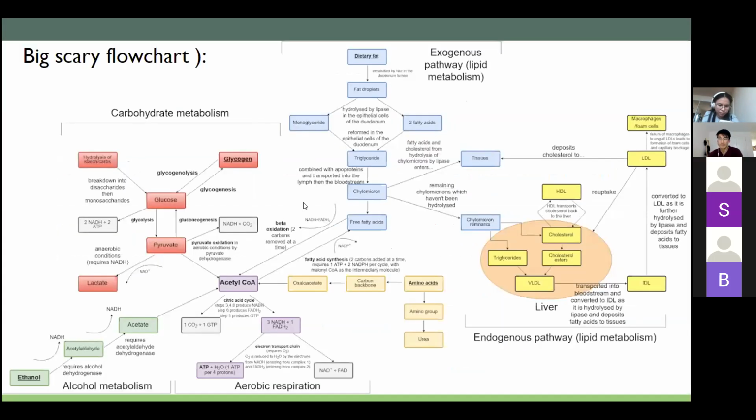Yeah, if you guys didn't see the flowchart I had last week, I might refer back to this a couple of times. But yeah, big scary flowchart, big step.